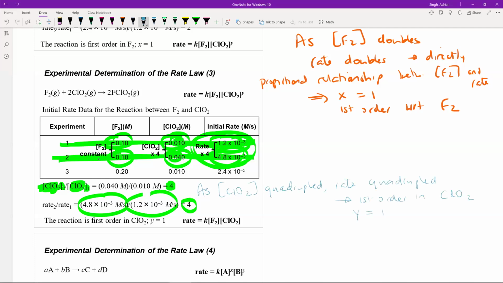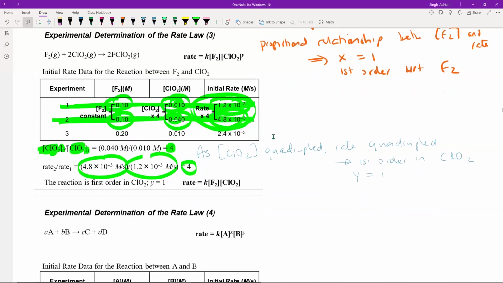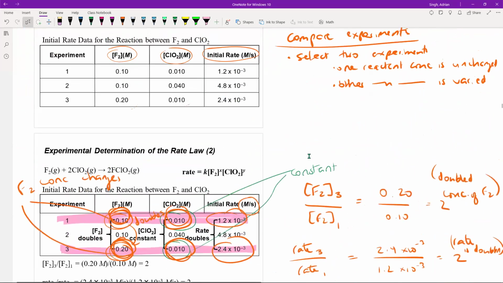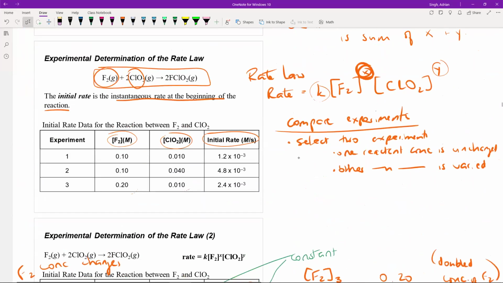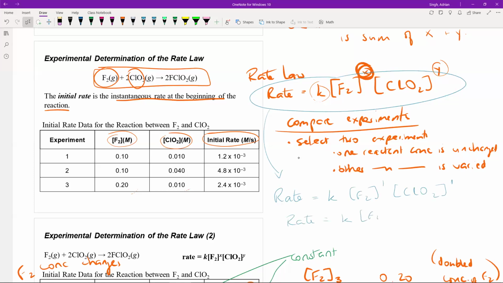When we take those and insert them back into our general expression for the rate law, we can see that the rate is equal to K, the rate constant, times F2 raised to the power of 1 times ClO2 raised to the power of 1. The 1 is understood to be present, so we can simplify this and clean it up a little bit. So the rate equals K F2 ClO2.